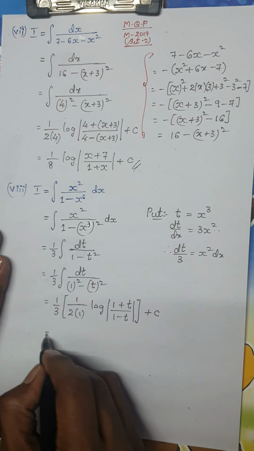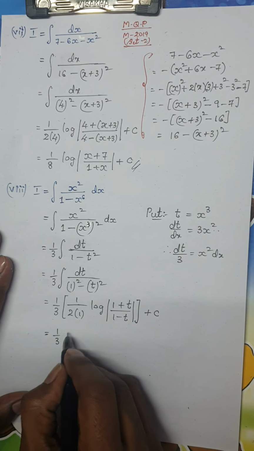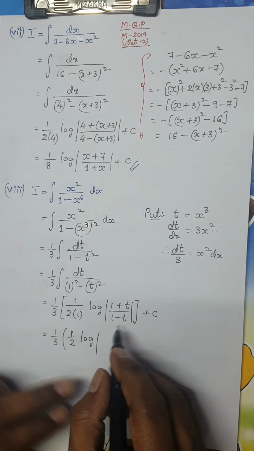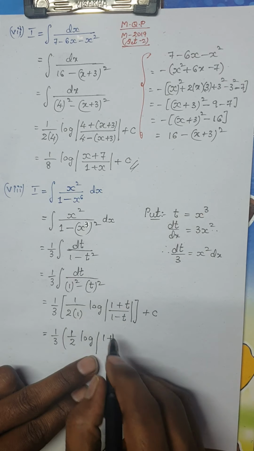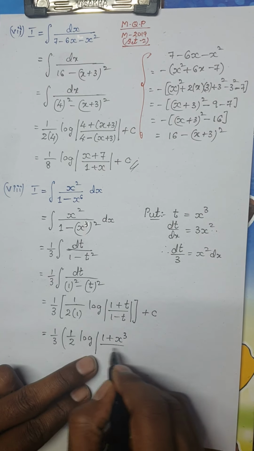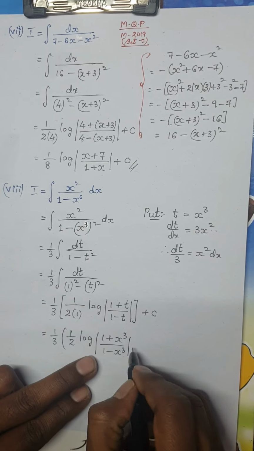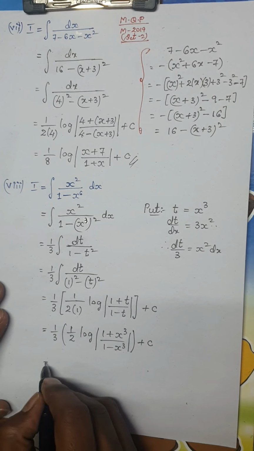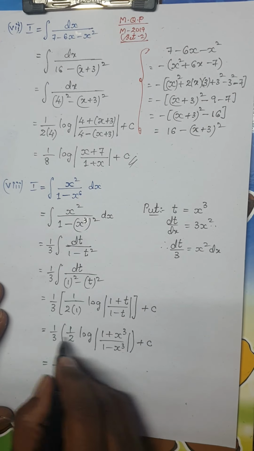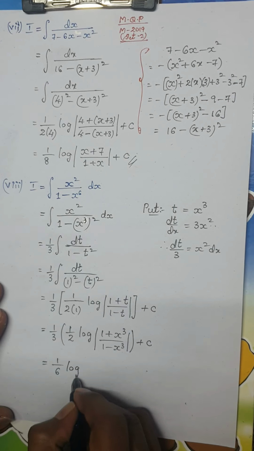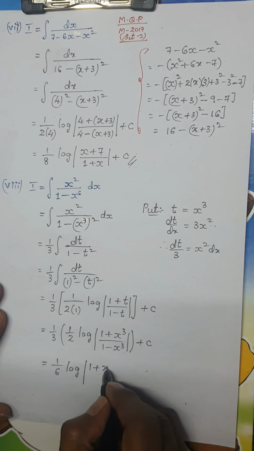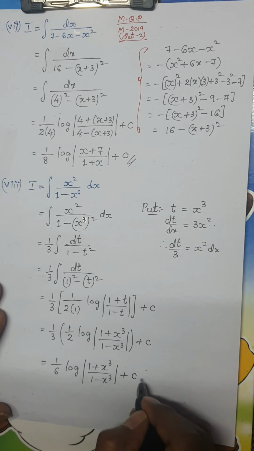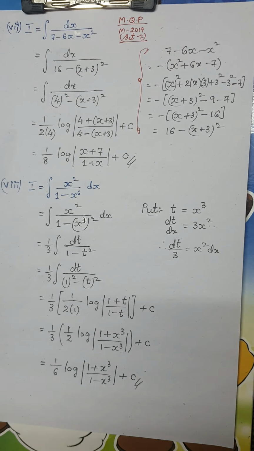Okay, so let me substitute this. So I have 1 divided by 3 into 1 divided by 2 into log of mod 1 plus, what is t? t is nothing but x cube divided by 1 minus x cube plus c, which is the constant of integration. So my final result would be nothing but 1 divided by 3 into 1 divided by 2 would be 1 divided by 6 into log of mod 1 plus x cube divided by 1 minus x cube plus c, which is the constant of integration.